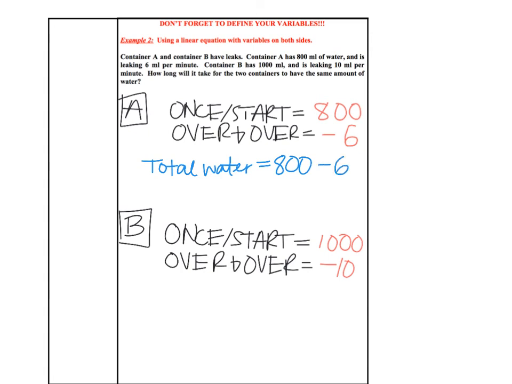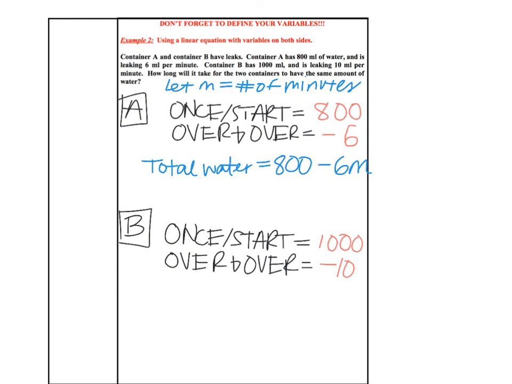Oh, we didn't define our variable. What do you want to use? X? I'm going to use M. I'm going to say let M be equal to the number of minutes. If you want to use X, that's fine. You don't have to erase it. Just say let X be equal to the number of minutes. So -6 per minute.